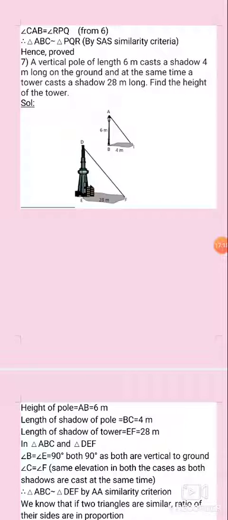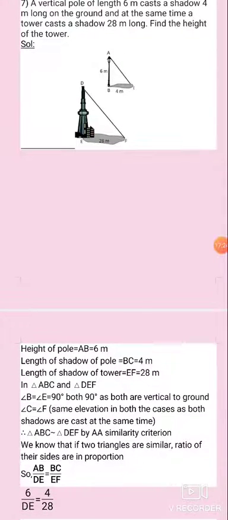Now in triangle ABC and triangle DEF, angle B is equal to angle E, each 90 degrees, both 90 degrees as both are vertical to the ground. Angle C is equal to angle F, the same elevation in both cases as both shadows are cast at the same time. So the same angle itself. Okay. Now triangle ABC is similar to triangle DEF by AA similarity criteria.